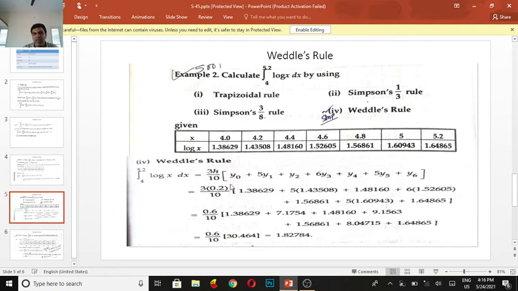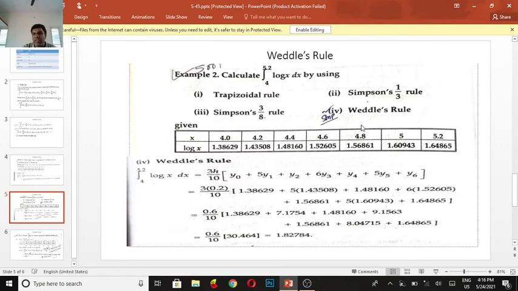So substitute h equal to 3 into 0.2 divided by 10. y0 is 1.38629 plus 5 times y1, which is 1.43508, plus y2 is 1.48160, plus 6 times y3, so y3 is 1.52605, plus y4 is 1.56861, plus 5 times y5 is 1.60943, plus y6. Substituting, totally we get 1.82784. So that is the integral from 4 to 5.2 of log x dx.